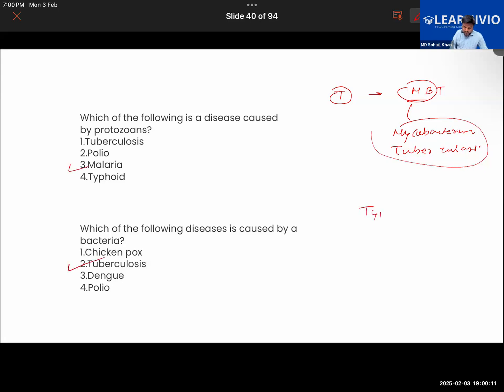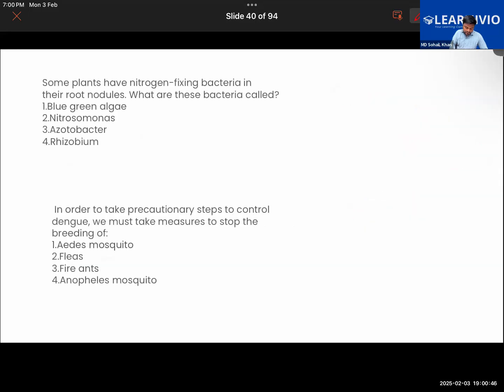What about typhoid? Name the bacteria responsible for spreading typhoid, for causing typhoid. Which microorganism causes typhoid? No, not virus. It's Salmonella typhi. Okay, it's the bacteria that causes typhoid.